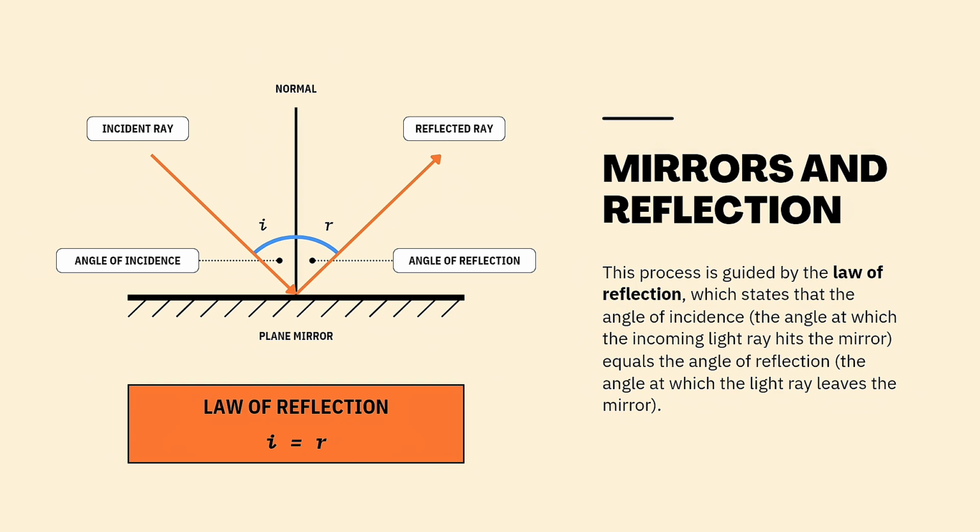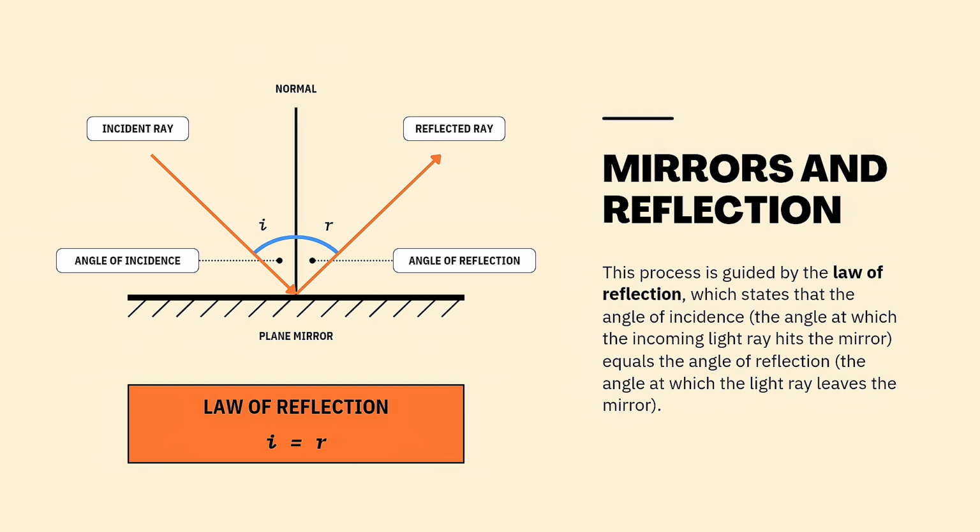The angle between the incident ray and the normal is called the angle of incidence, represented by the letter I. The angle between the reflected ray and the normal is called the angle of reflection, represented by the letter R. The law of reflection states that the angle of incidence is always equal to the angle of reflection. If a light ray strikes the mirror at 40 degrees, it will reflect back at 40 degrees.